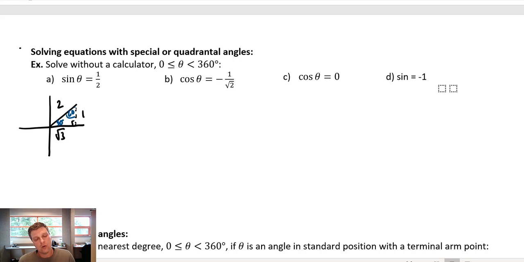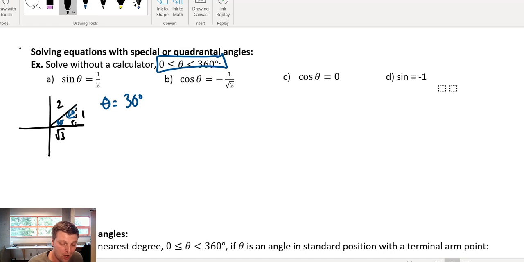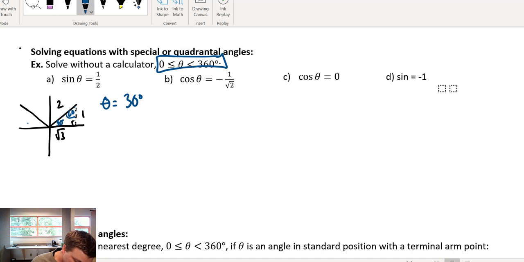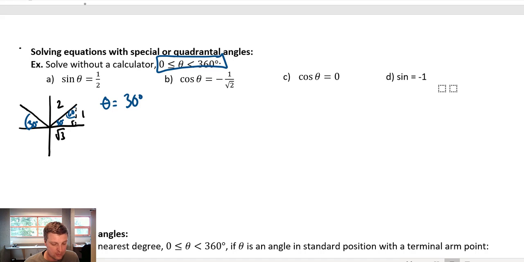Okay? And so if it's a 30, 60, 90 triangle, then one solution for theta is 30 degrees. And that's great. But what other possible answers are there? I'm going to look anywhere around the unit circle, anywhere from 0 to 360. And so what is the other place that I would return a positive value for sine? Well, that's going to happen in the second quadrant.